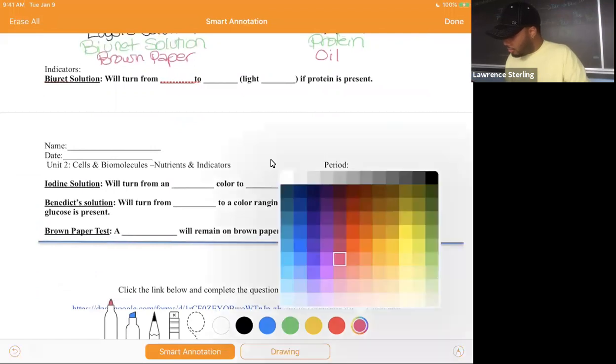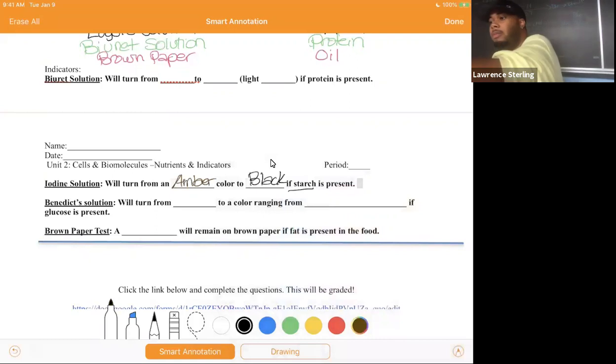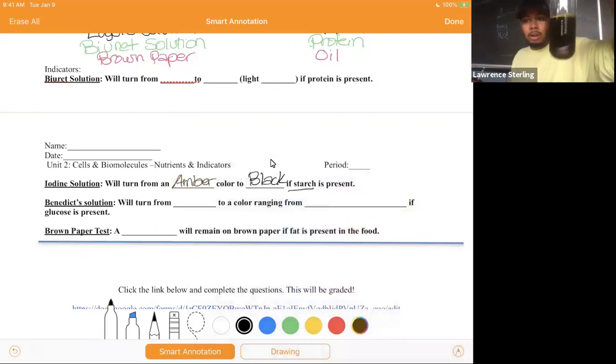it'll literally go from an amber color to black if starch is present. Let me show you guys one more time what it looked like, okay? Now I know it kind of doesn't look black wholly, but it is.